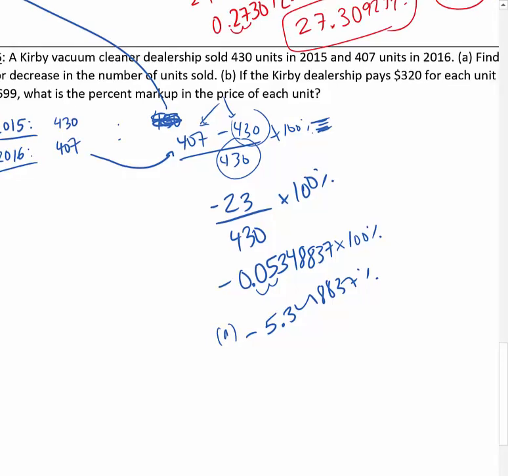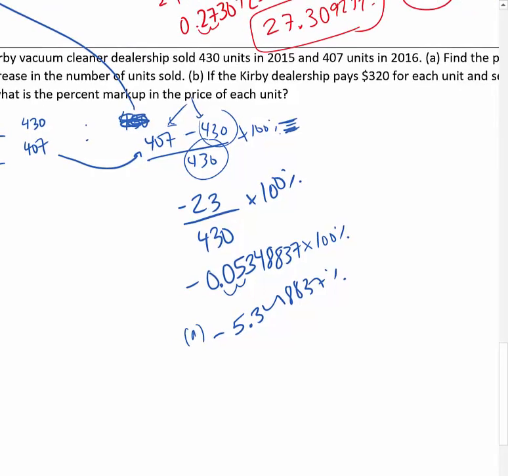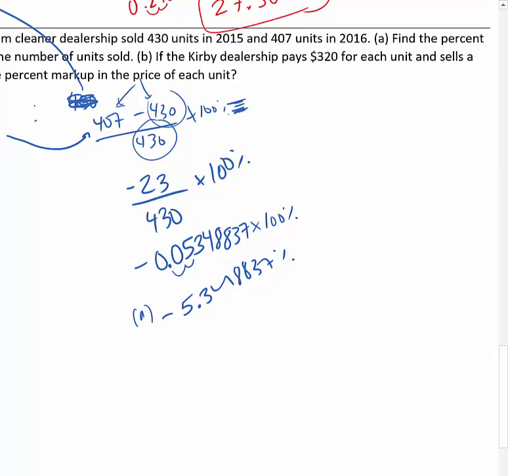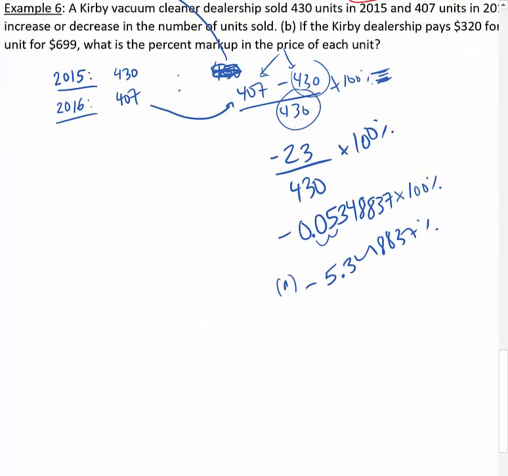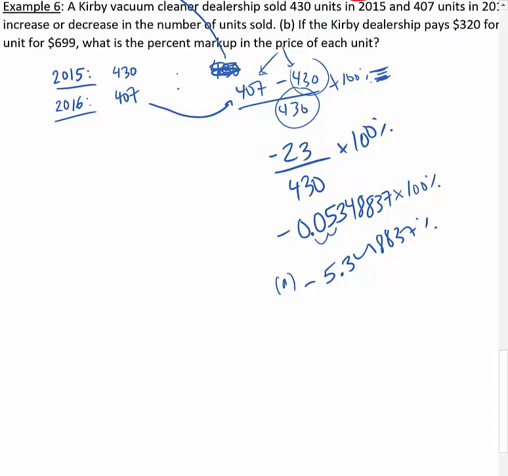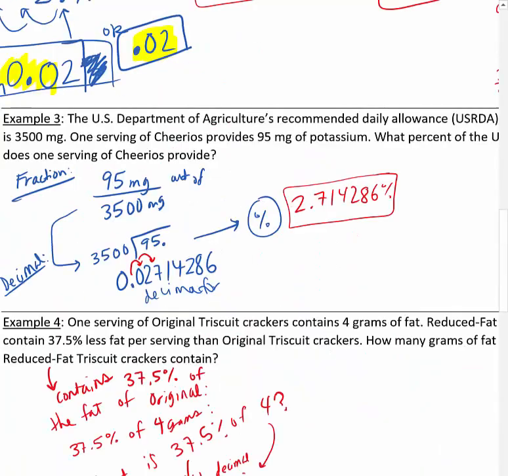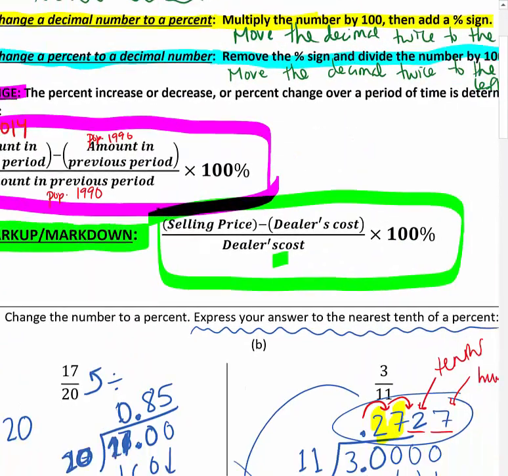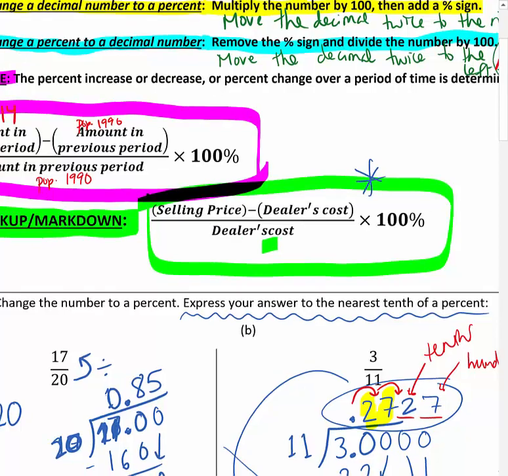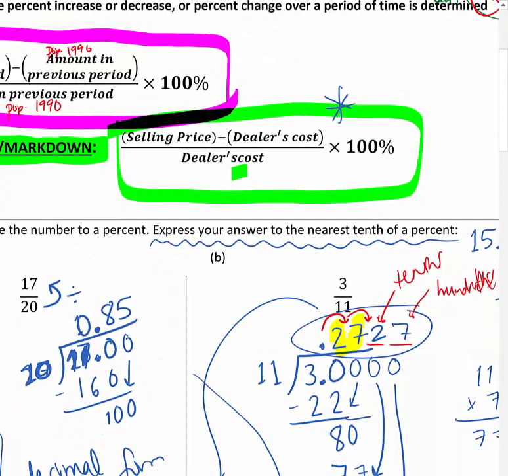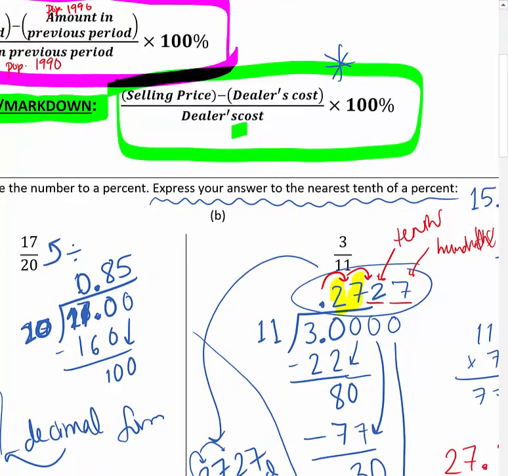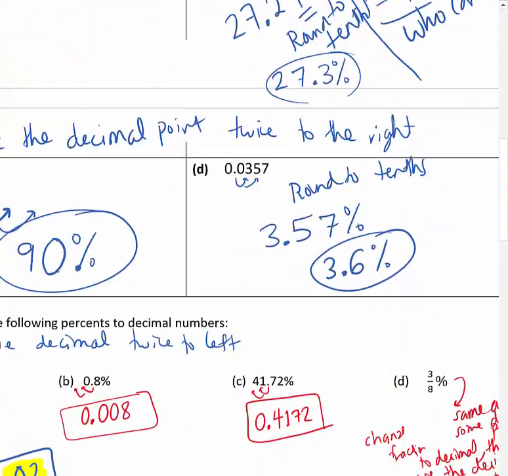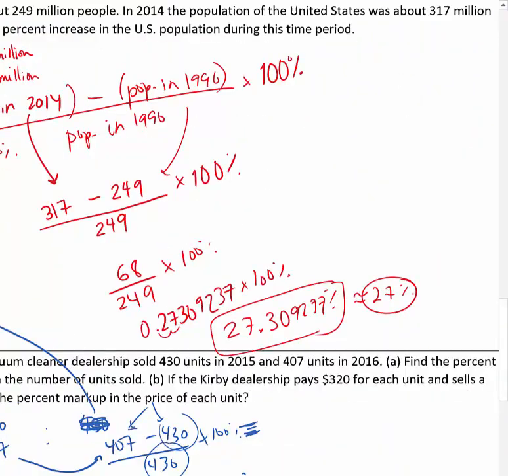Okay, now I remember that there was a part B. If the Kirby dealership pays $320 for each unit and sells a unit for blah blah blah, what is the percent markup? Okay, that was the other formula at the top of the page that I didn't use yet. Okay, where is that? The selling price, here it is in the green highlight. Selling price minus, it looks a lot like the old one. Dealer's cost over dealer's cost. Okay, try to remember that so I can copy it down here.